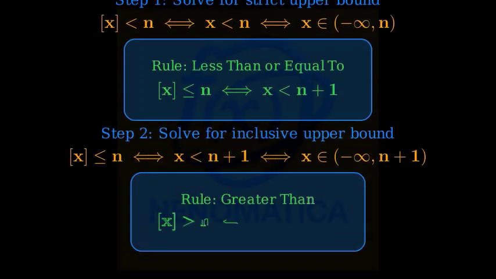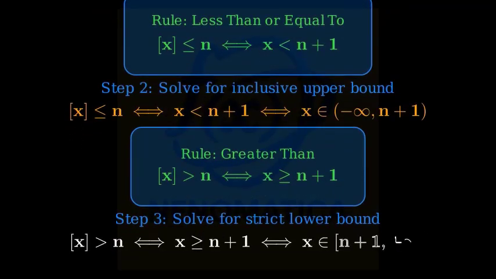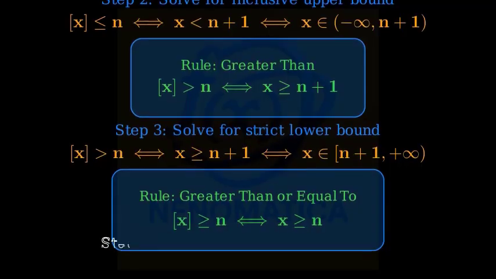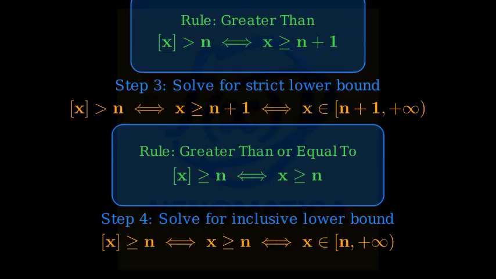Rule 3. Strictly greater than. If the floor of x is greater than n, then x is at least n plus 1. Rule 4. Greater than or equal to. If the floor of x is at least n, then x starts at n.